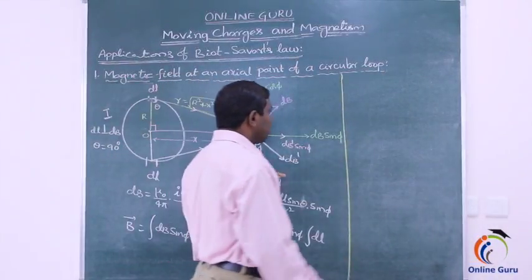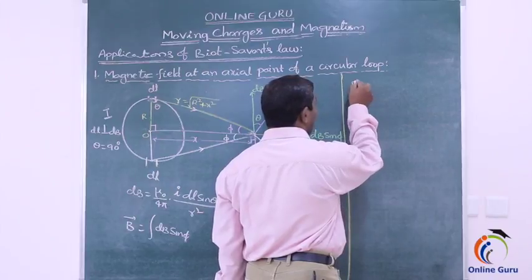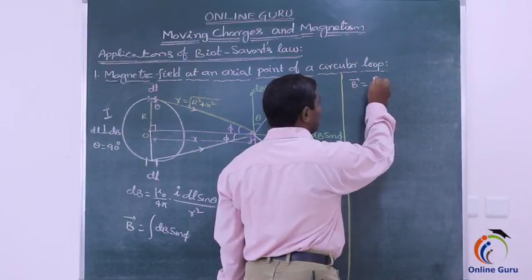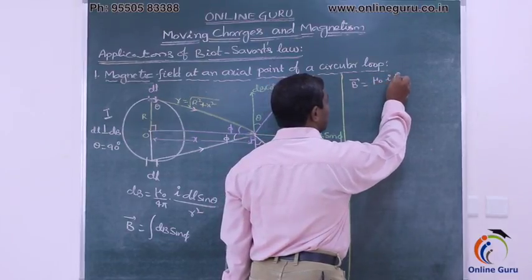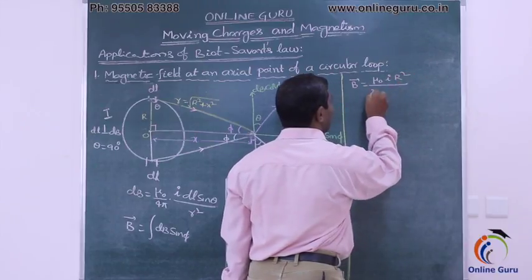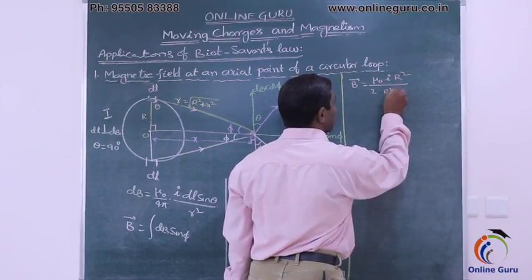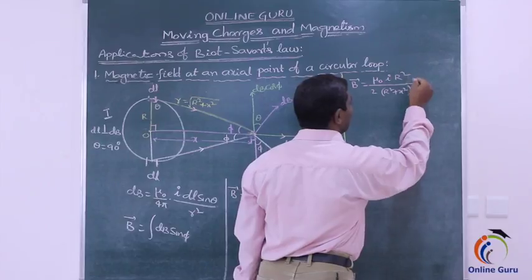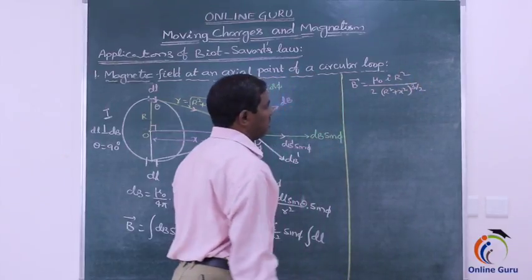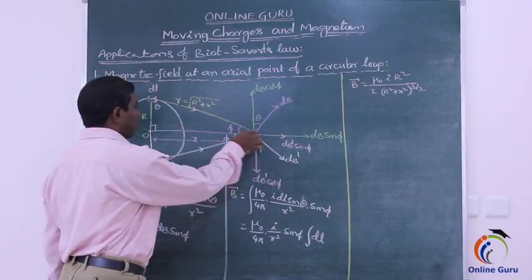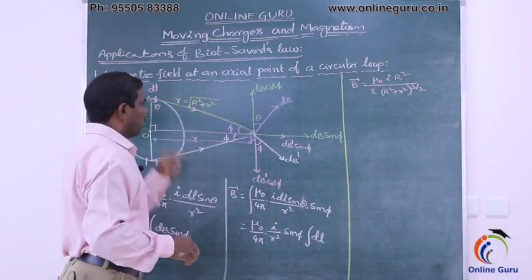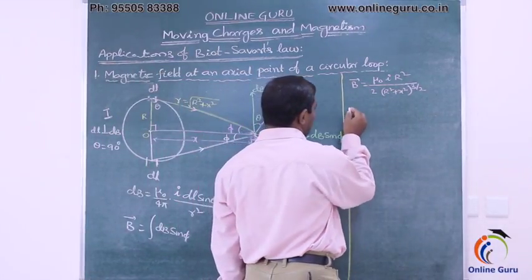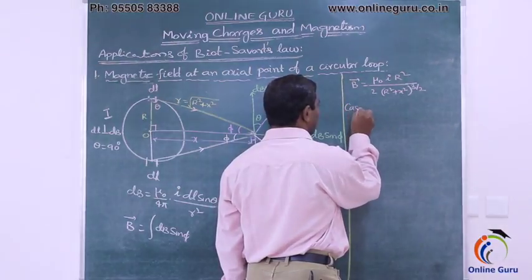Finally, we get the magnetic field induction B equal to mu naught I R square by 2 into R square plus x square whole to the power of 3 by 2. This is the magnetic induction at a point P due to a circular loop. From this, we are going to take different cases, such as case 1.